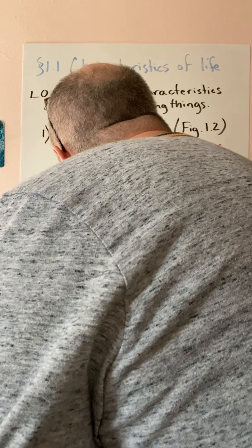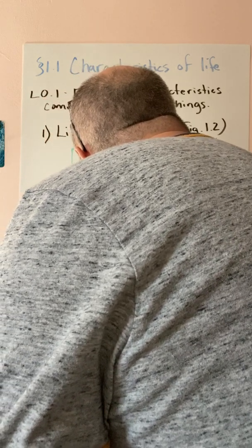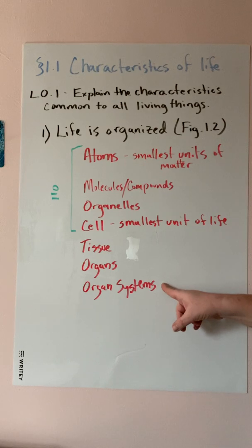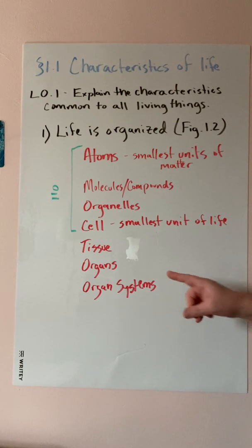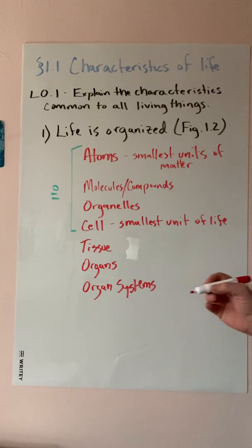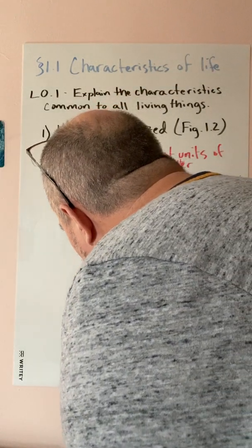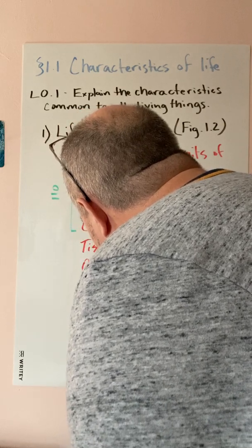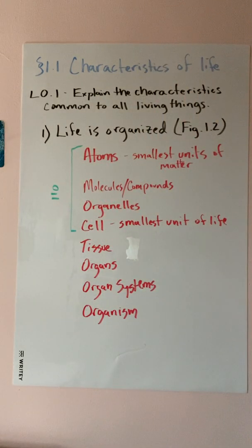Those organs are then put into organ systems. So each bone is an organ. All 206 bones of your body become the skeletal system, an organ system. And then finally, we put all of our organ systems together, and there are 11. And this becomes the organism. So these are the levels of how life is organized.